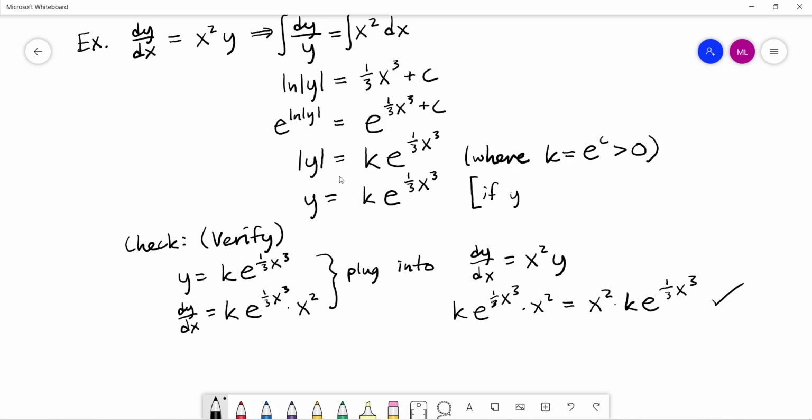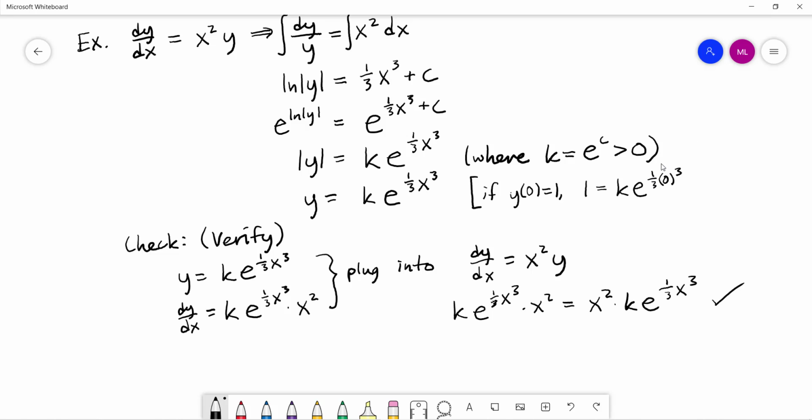If there was an initial condition given that says y of 0 equals 1, all that means is that when I plug in 0 in place of the x, it would spit out the value of 1 for y. And so I would plug that into the equation, and we'd get 1 on the left-hand side for the value of y, as long as I plug in x equals 0 on the right-hand side. So 1 equals k e to the 1/3 times 0 cubed.